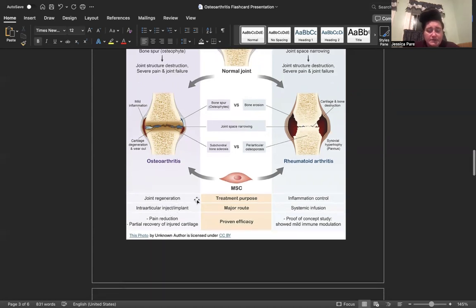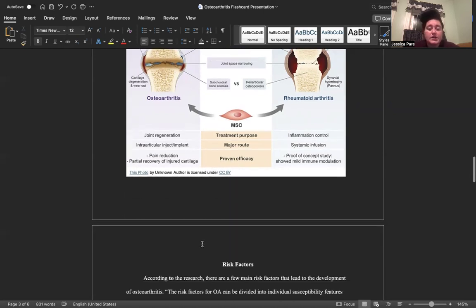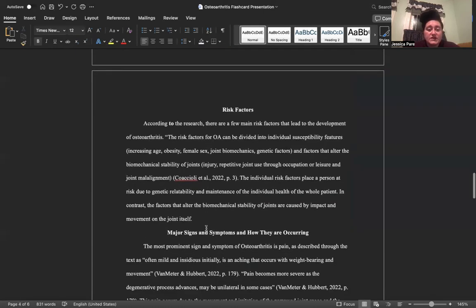And then down here, there's some information, treatment purpose, joint regeneration. The major route would be interarticular, inject, and implant. So sometimes they try and replace the joint space by injecting a compound that would possibly replace the cartilage that you've lost. And then proven efficacy, pain reduction, and partial recovery of the injured cartilage. Now we're going to move on to risk factors.